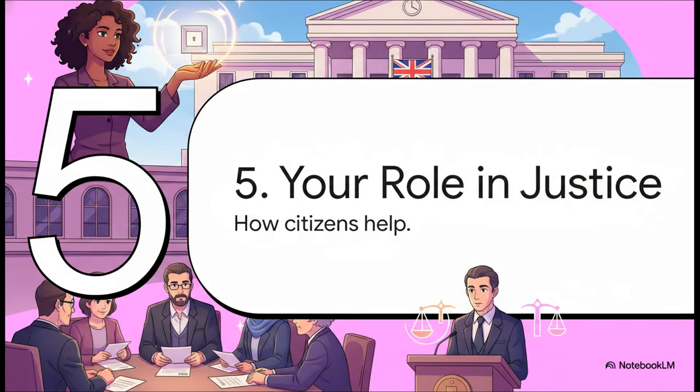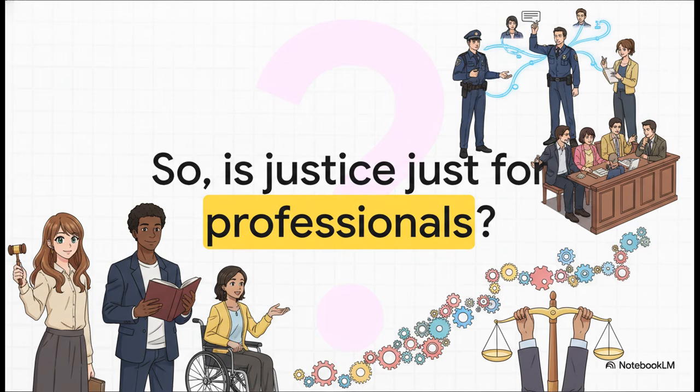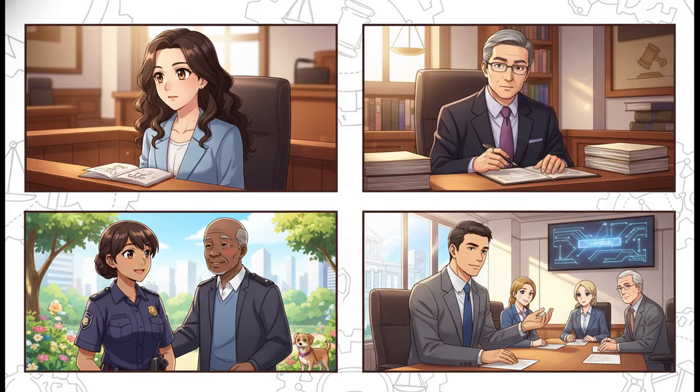And that brings us to our final and, honestly, most important section, your role in justice. This is where we see how ordinary people are absolutely essential to making this entire system work. So, is justice just something that happens to us, done by police officers and lawyers? No way. Absolutely not. The system actually depends on normal people like you getting involved. Citizens play some really vital roles.